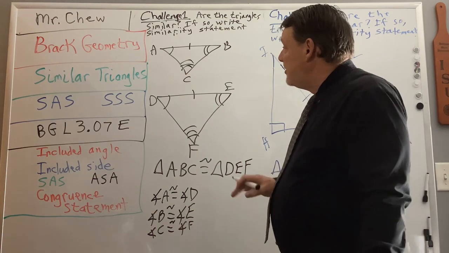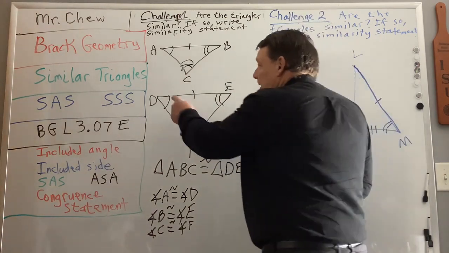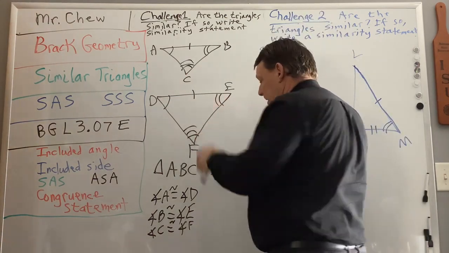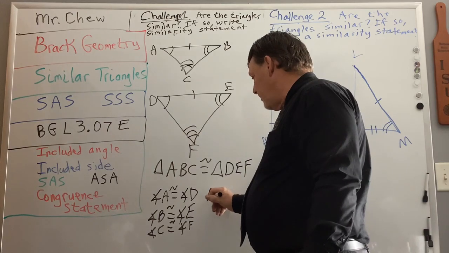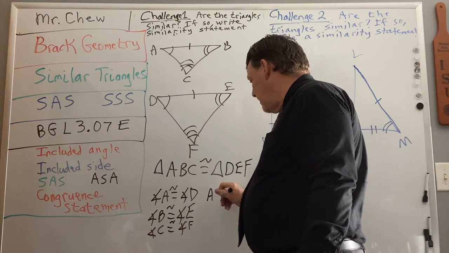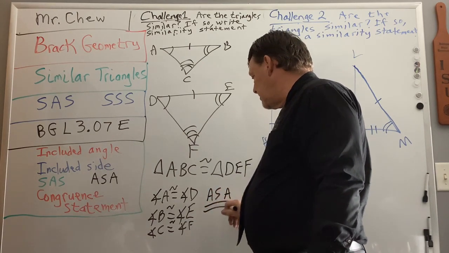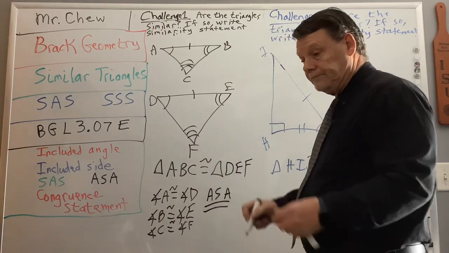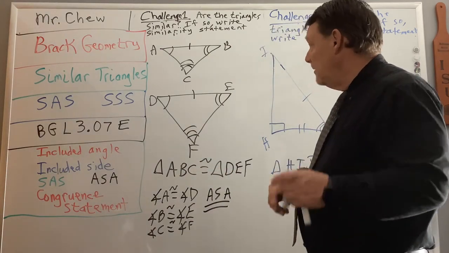By which of the theorems? Well, I've got an angle, and a side in between. An angle, and a side in between. So this is by angle, side, angle. All right.